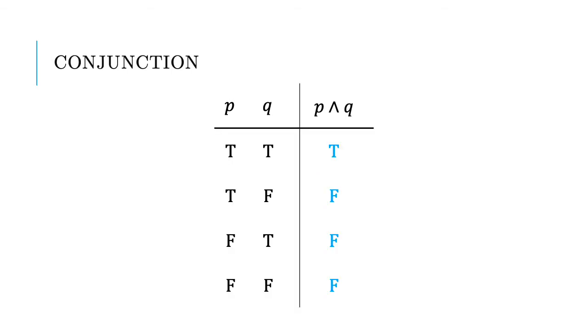Turning to conjunction, what we see is that P and Q is true when P is true and Q is true, and false otherwise. Notice now that because we have two atomic propositions, P and Q, rather than merely one, there are four logical possibilities for the combinations of truth values that each P and Q can take.